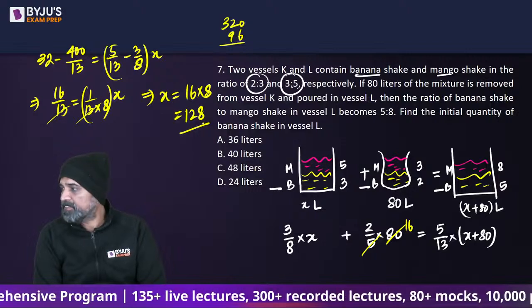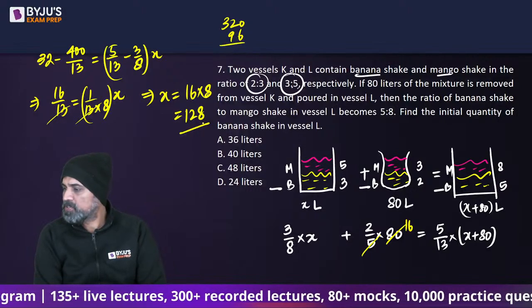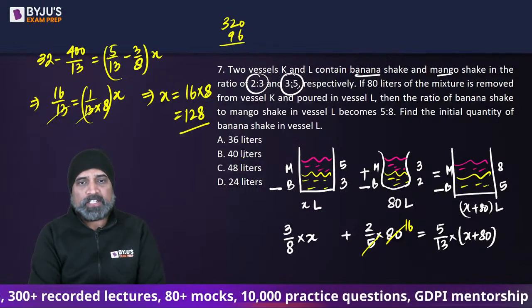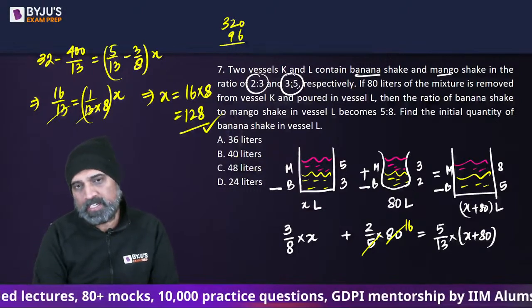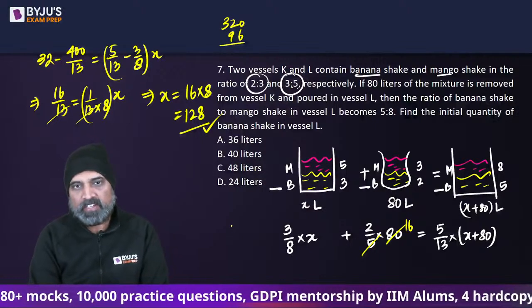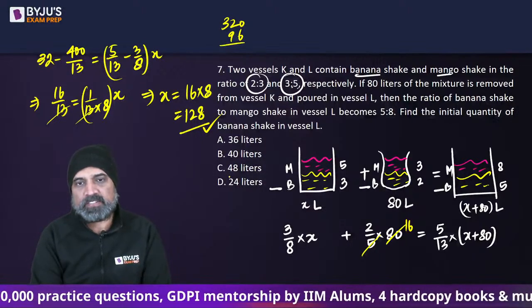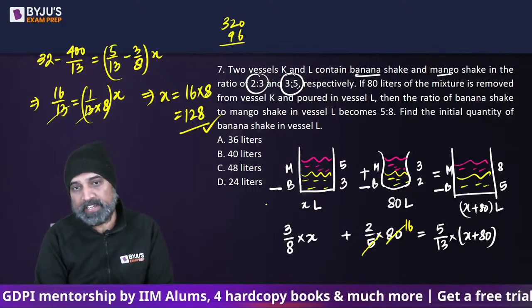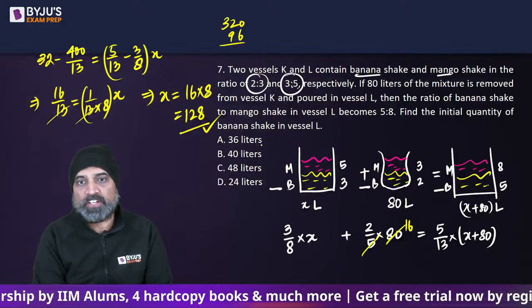(128 plus 80). 208, 104. That makes sense. 128 is what we are supposed to have. इसीलिए कोई option match नहीं कर रहा है. So looks like 80 plus x plus 80 is not 128. X is 128. Find the initial quantity of banana.